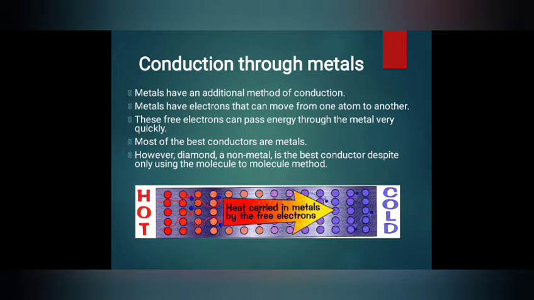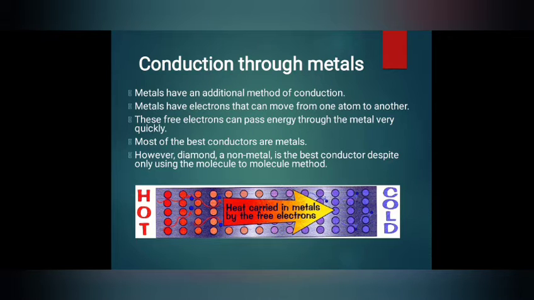So next is conduction through metals. Metals have an additional method of conduction. Metals have electrons that can move from one atom to another. These free electrons can pass energy through the metal very quickly, and most of the best conductors are metals.